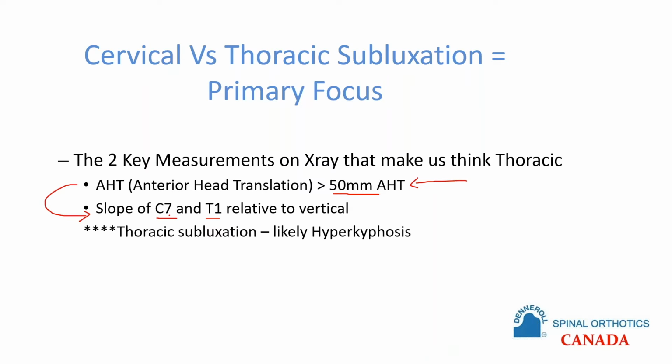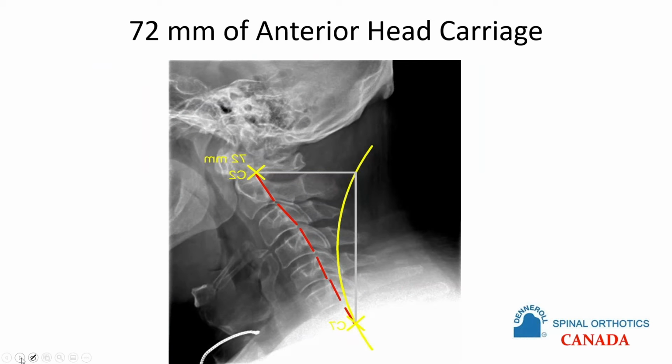Very low values, close to 0, tell me that the thoracic spine is very flat. Very high values of C7 and T1 tell me that I have a very rounded, likely hyperkyphotic thoracic spine. I'll show you how to measure this, and I'm going to give you cutoff values above which you do not use a cervical Denneroll. You take a lateral thoracic film, or if you're not taking lateral thoracics, you use a thoracic Denneroll. So for large anterior head translation, think slope of C7 and T1, because we're thinking it's a thoracic problem.